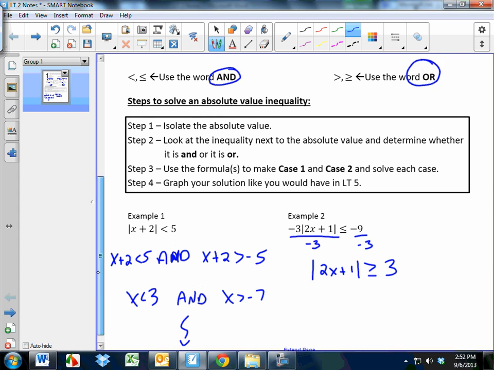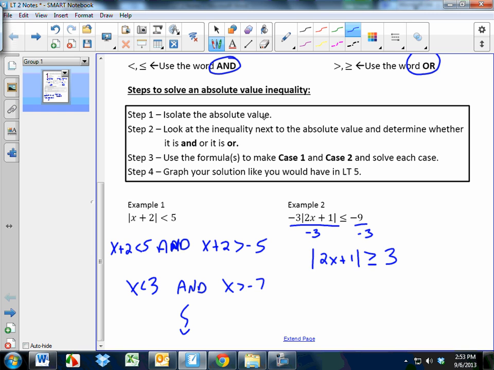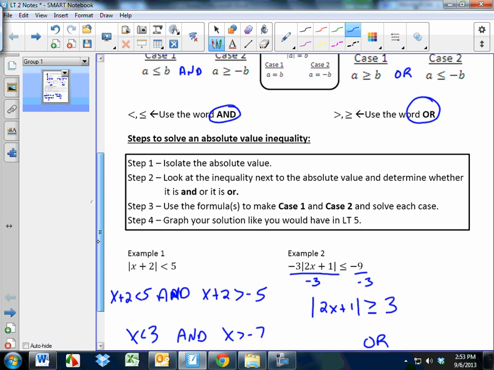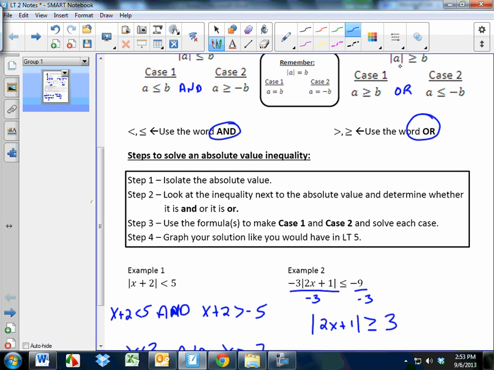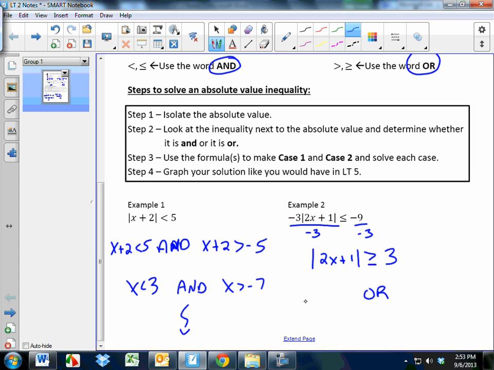Example 2, we already did step 1. We isolated the absolute value. Now, step 2, look at the inequality. It's a greater than now. According to our notes up here, greater thans are always ors. So we'll put an or in the middle of our two cases. For this greater than problem, case 1 will be 2x plus 1 is greater than or equal to 3, or 2x plus 1 is, switch the sign, less than or equal to negative 3.